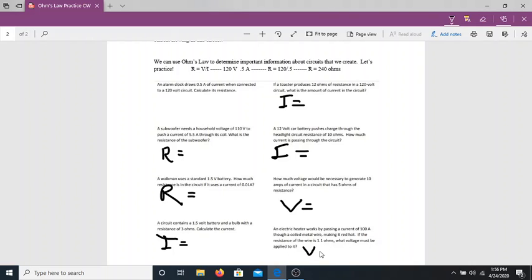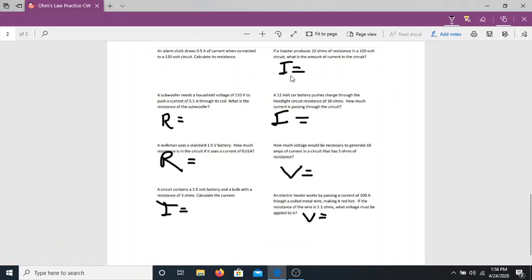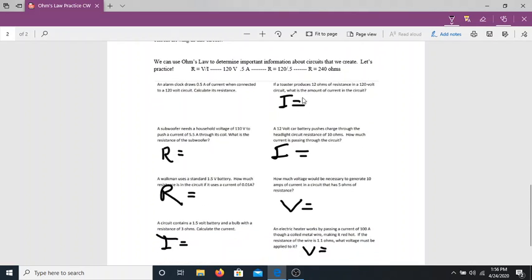All right, so hopefully you've had a chance to work through all of these different questions. What I've been doing is writing down what we're looking for. So we're looking for current in a couple of these, resistance in a couple of these, and voltage in a couple of these. So Ohm's law, looking for current is, remember, I equals V divided by R. For resistance, it's V divided by I. And then for voltage, it's going to be the current times the resistance. Just in case you're curious, that is supposed to be an I. And then resistance, V divided by I.